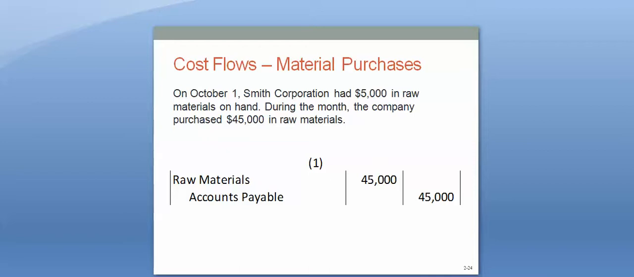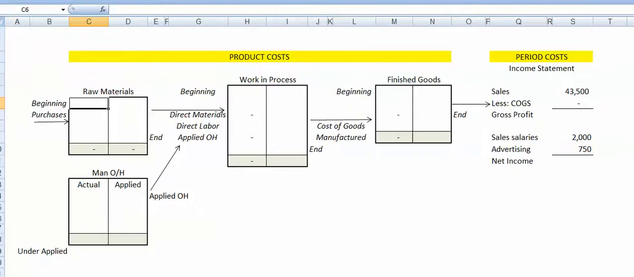The Smith Corporation had $5,000 in raw materials on hand, and during the month the company purchased $45,000 in raw materials. We would debit raw materials and credit accounts payable. If we looked at a cost flow diagram, notice we've got product cost and we've got period cost above our income statement. We would have our beginning raw materials balance. Then we would record our purchases as coming into the left-hand side of a box. It would be a debit to our T account.